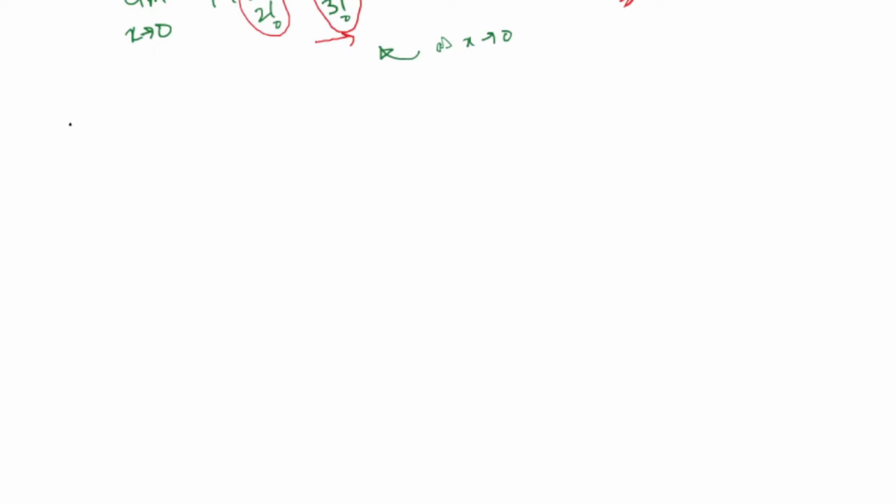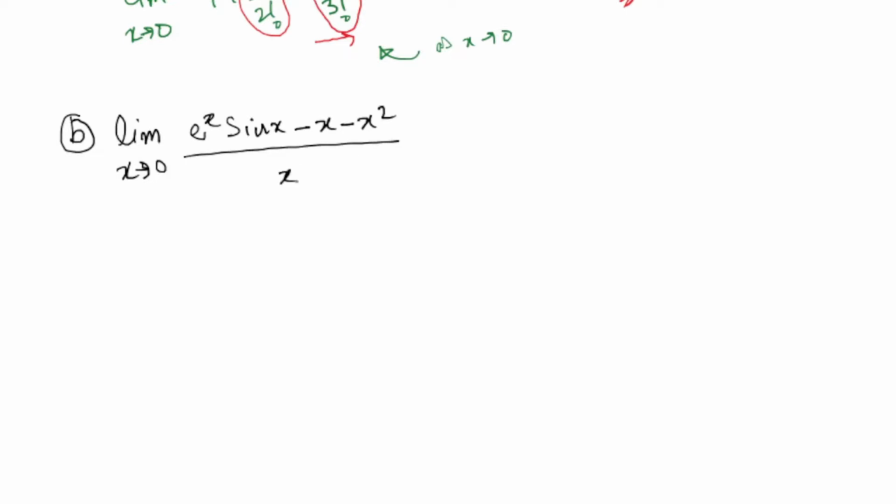Let's see the second example, that is part B. Limit x tends to 0, (e^x sin x - x - x^2) divided by x^3. What we are going to do here is learn the expansion methods. We know the expansions of e^x and sin x, so let me write it again.